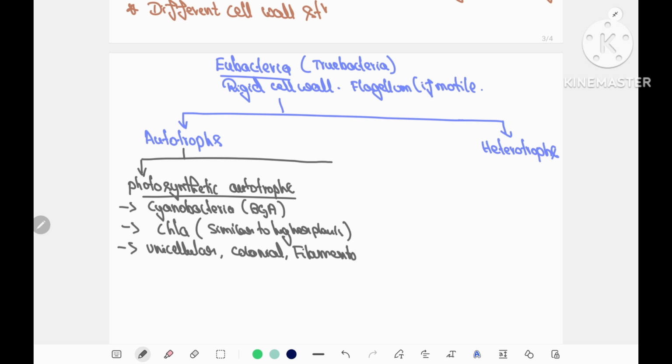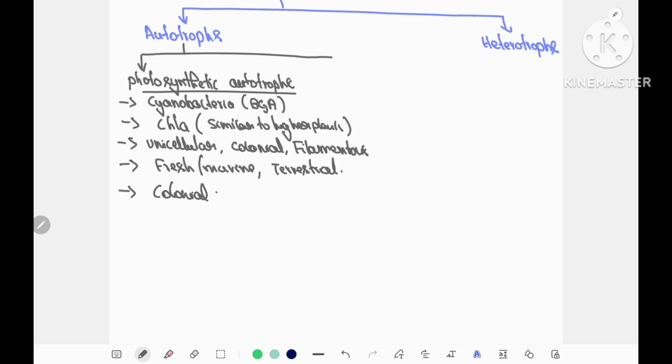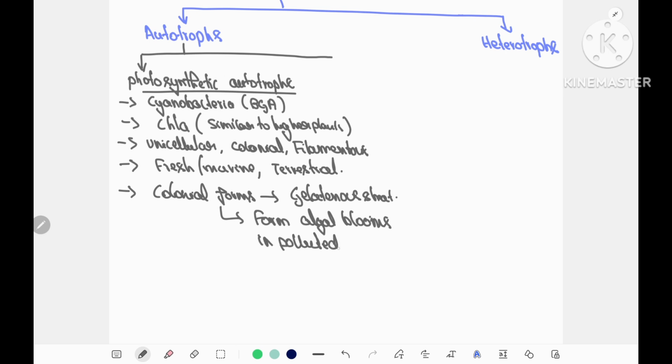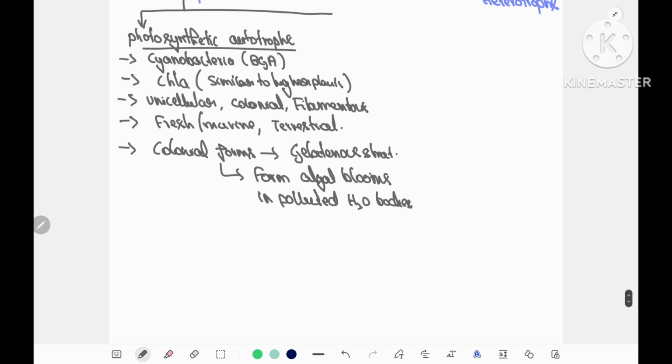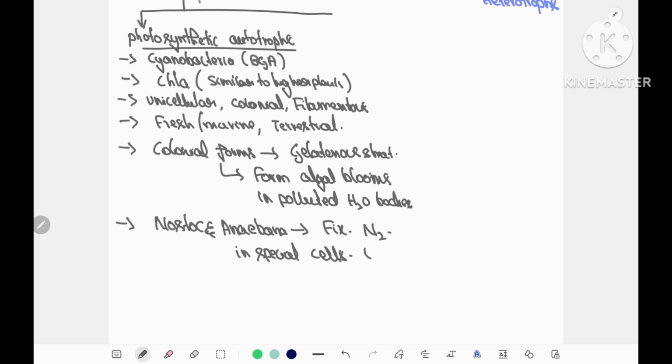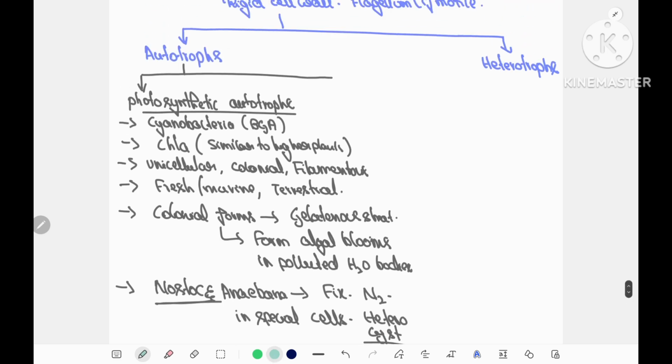They contain chlorophyll a, and this pigment is similar to that of higher plants. Cyanobacteria are unicellular, colonial, or filamentous forms. In habitat, they may be present in freshwater, marine water, or terrestrial environments. Colonial forms of photosynthetic autotrophs form a gelatinous sheath on their body, and they even form algal blooms in polluted water bodies. Especially water bodies near residential areas have a green color because of pollutants present in them. Using those pollutants or organic matter, colonial cyanobacteria start to grow and make the entire body appear green in color.